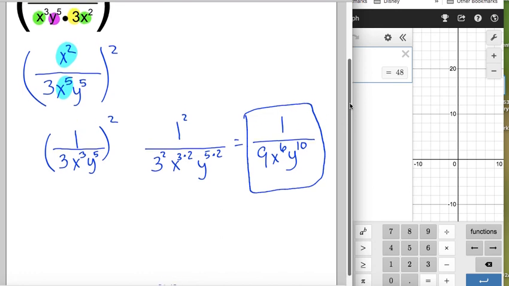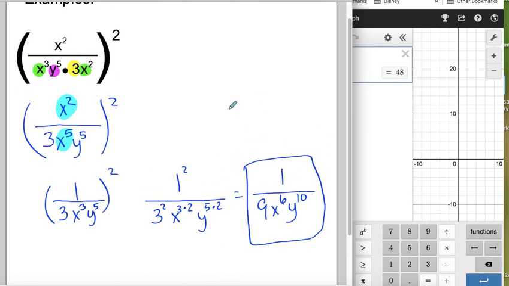And that's it for our quotient examples.